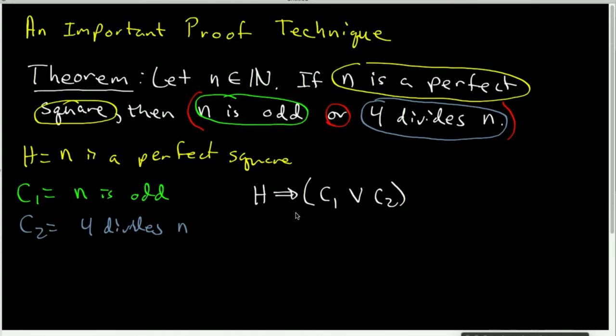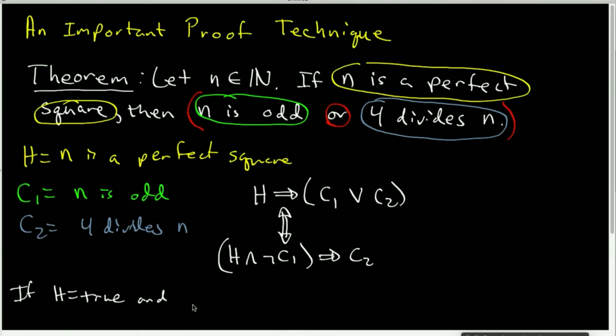Now, whenever a mathematician is trying to prove a theorem with this logical structure, we tend to replace it with a logically equivalent structure that says H and the negation of C1 together imply C2. And the way to think about this statement is that it says, if H is true, and the first conclusion did not happen, in other words, C1 is false, then we must have had the second conclusion being true.